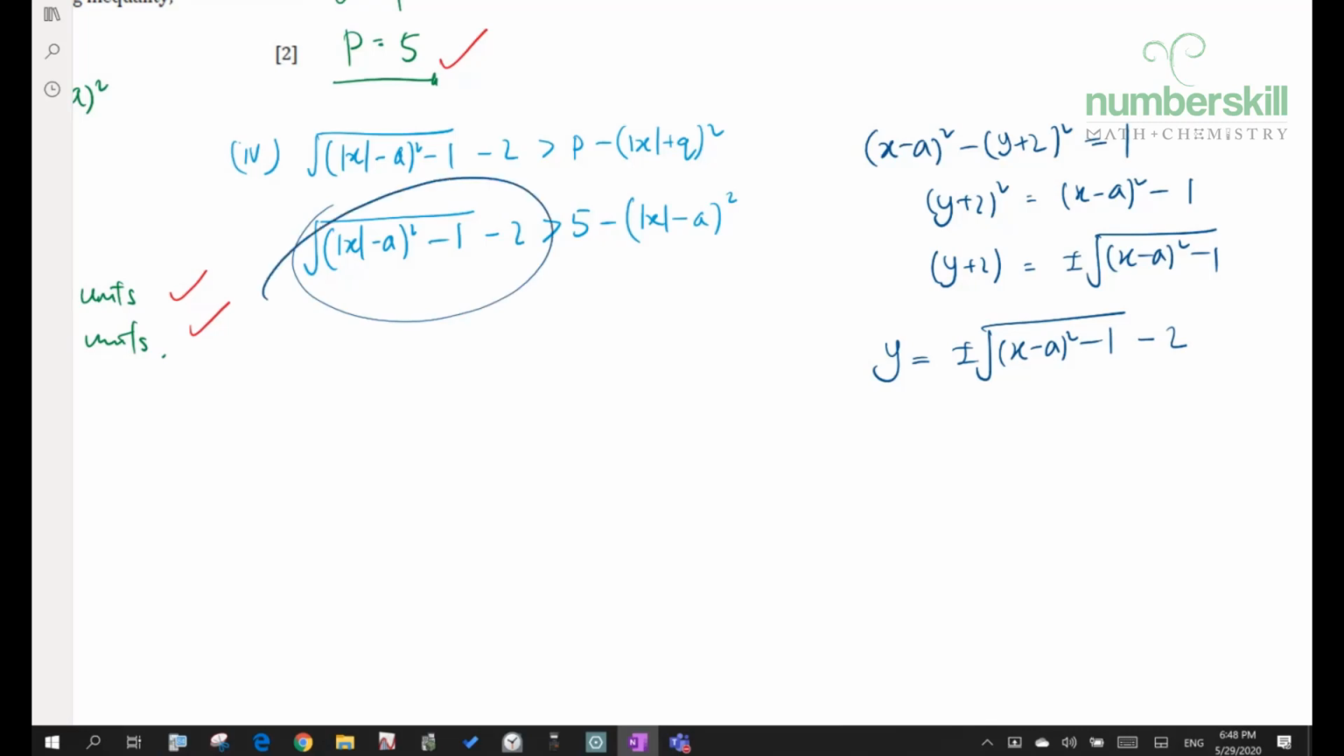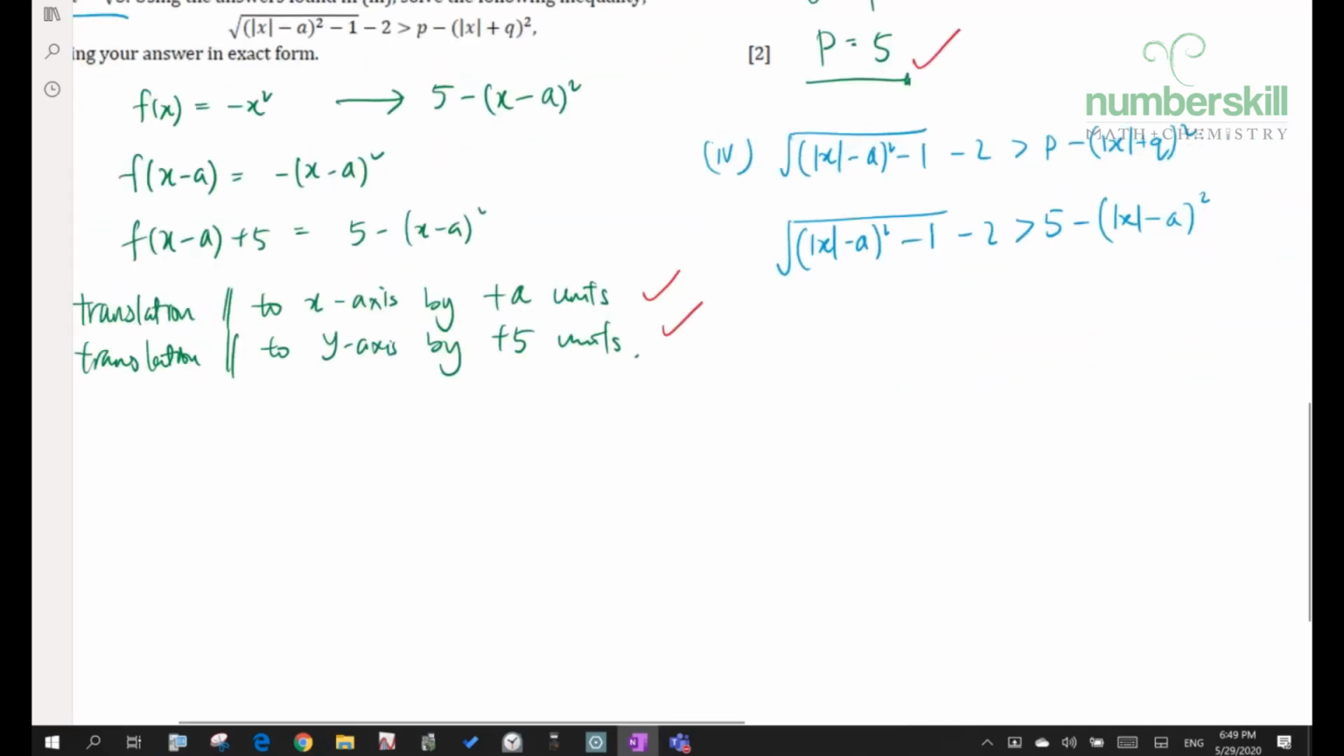This is the hyperbola. This is the quadratic. What they are asking for is the part whereby the hyperbola is more than the quadratic. Get the point? So you are trying to solve the inequality using graphical solution, in the sense that you want the part whereby the hyperbola is more than the quadratic.